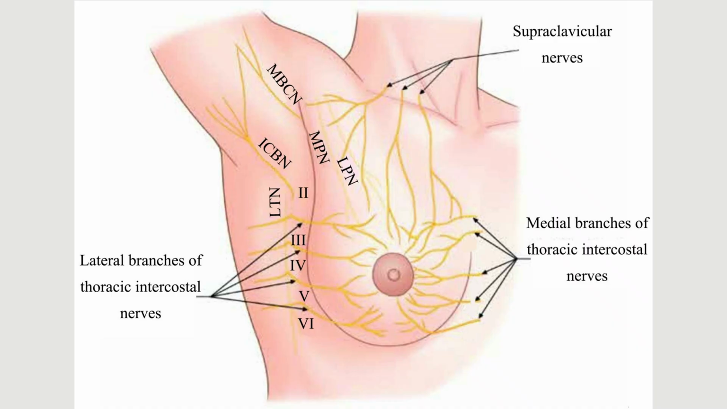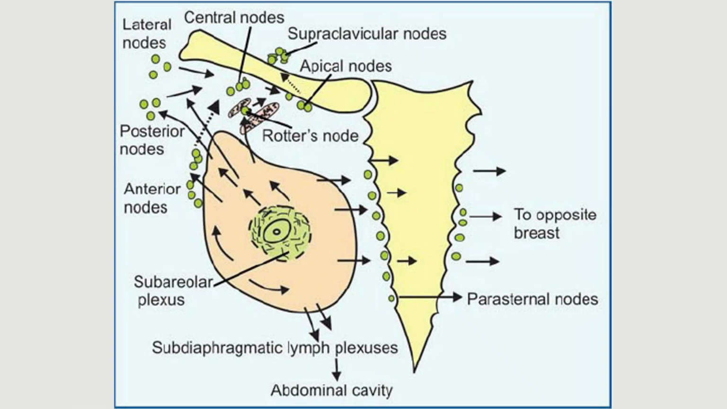The sympathetic autonomic fibers supply the smooth muscles and the blood vessels of the breast. The lymphatic drainage is the most clinically important anatomical aspect with respect to the mammary gland. In order to discuss the lymphatic drainage, we'll have to discuss the lymph nodes draining the breast as well as the lymphatics draining the breast.